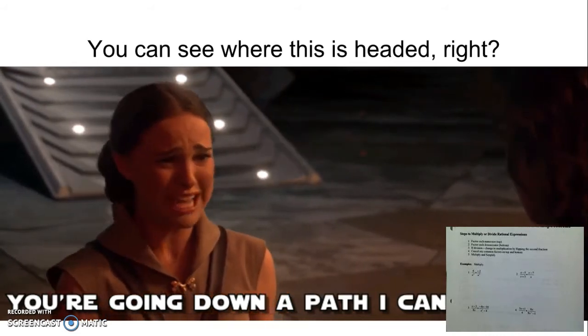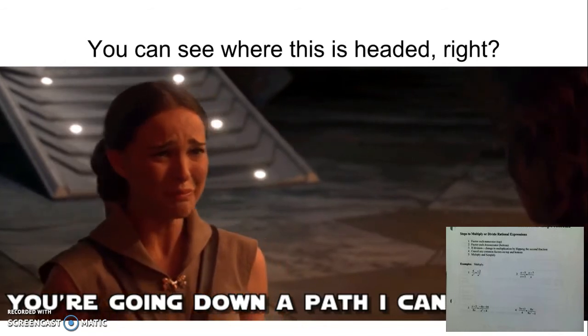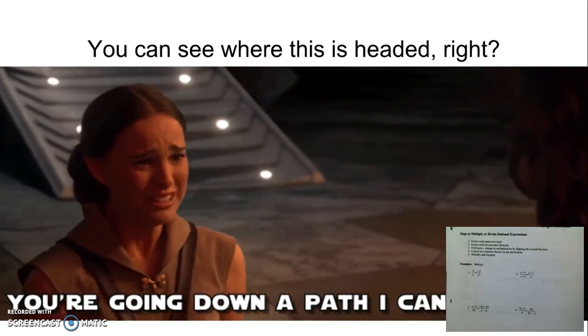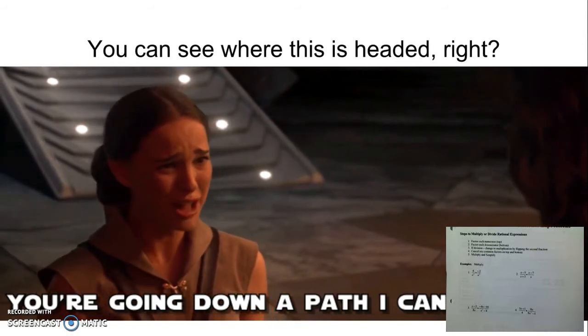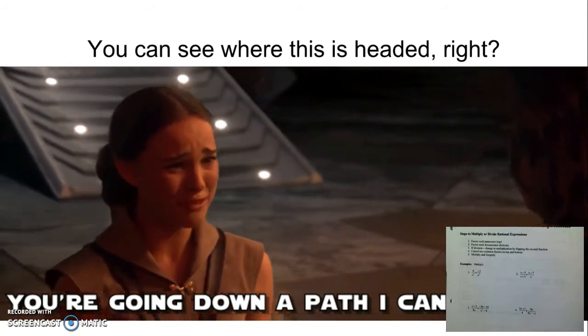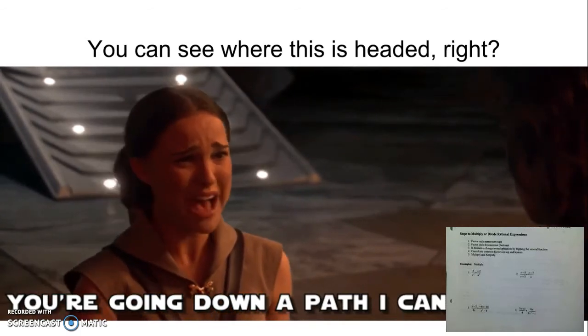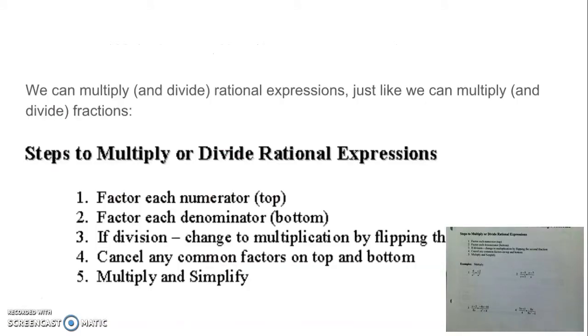So obviously, just like we've done with simplifying expressions and adding and subtracting expressions, our next step is we want to apply this tactic for multiplying and dividing fractions to rational expressions. So these are going to be our steps. Just like we've learned right from the jump, we're always going to factor our expressions first. The numerator and denominator, break them down into their factors. If it turns out that we're dividing, we're going to look at that a little bit later on, but you already know how to divide fractions. Once we've identified common factors in the numerator and denominator, we can divide those out. Then we'll multiply and simplify if needed.